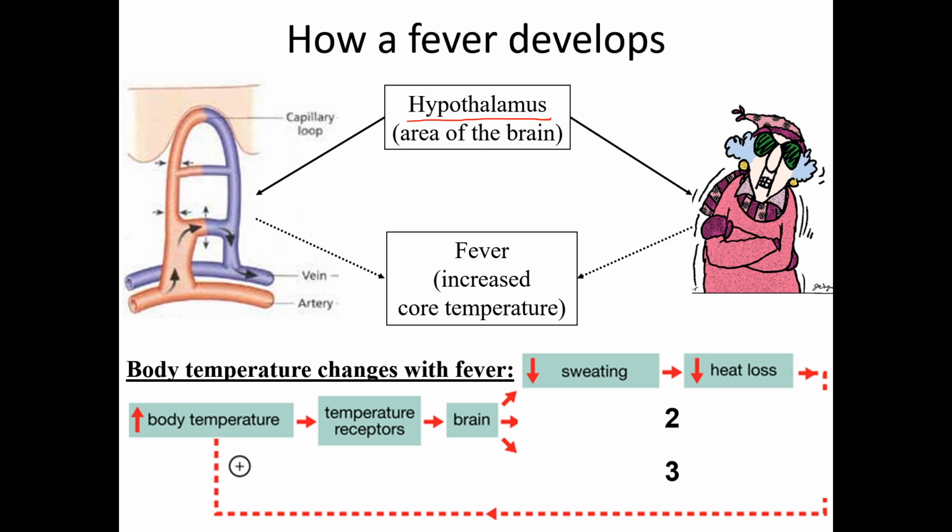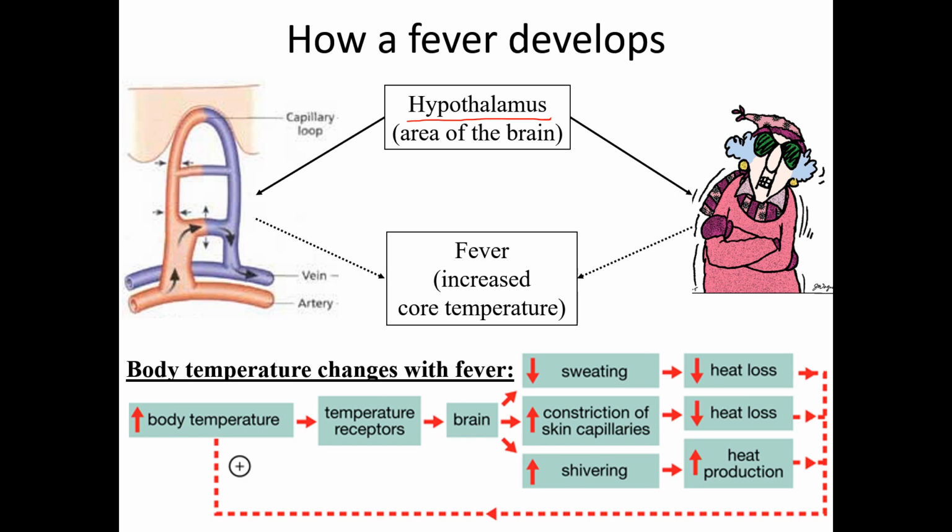But one thing that happens is you stop sweating. When a fever is developing, you're not sweating. That's reducing heat loss. So less sweating, less heat loss, you start to warm up. Additionally, as your fever is developing, you'll still actually feel kind of cold or look pale because the blood is reduced going to the skin. You're constricting blood flow going to the skin capillaries, so again, less heat loss. And also, ironically, you'll shiver. Even though your temperature could be high, you'll be shivering because your body's trying to reach that new goal.